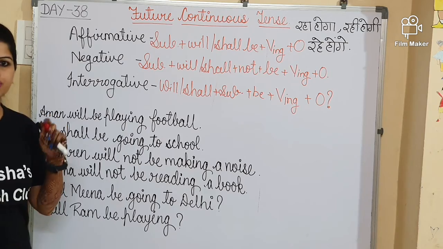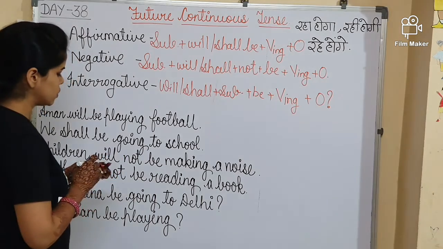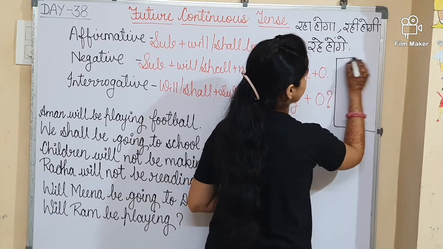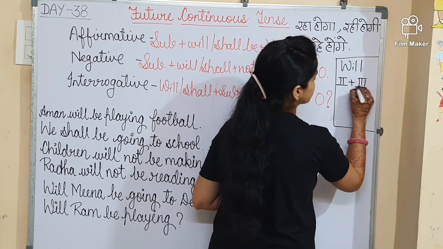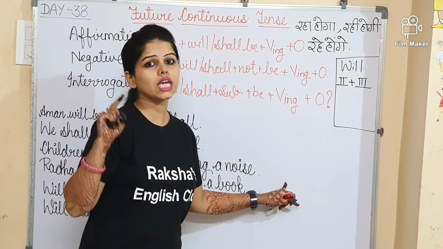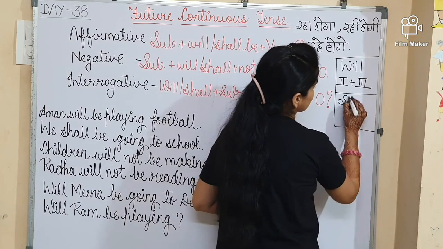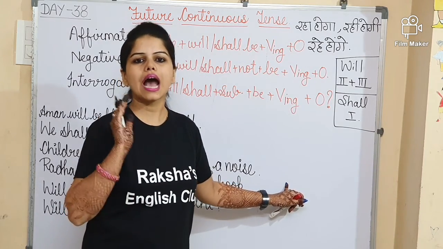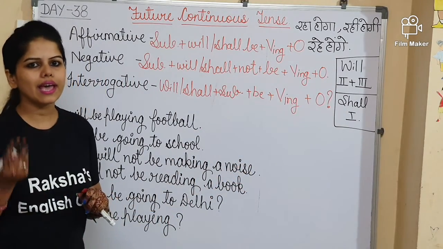Now I think it is clear to you. Now again the use of will and shall. Already in the last video I had cleared you this thing that will is always used with, see the important one, will is always used with second and third person. Now here second person means you, third person means he, she, it, they, and any name. Now shall will always be used with first person. First person means I and we. Okay, so this is the use of will and shall.